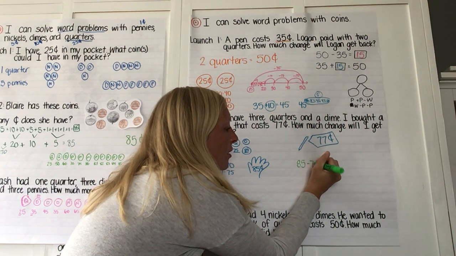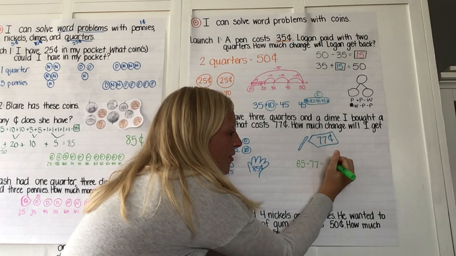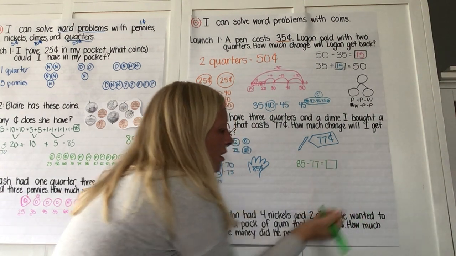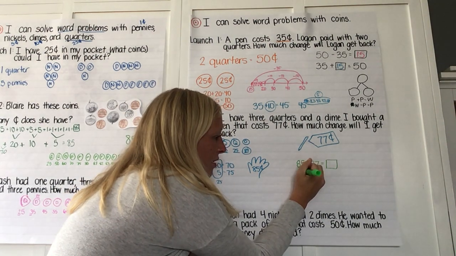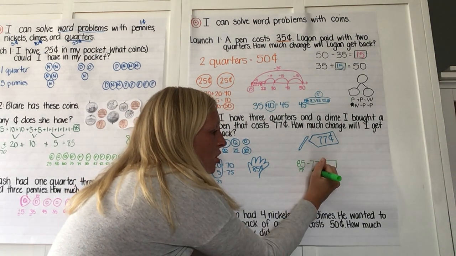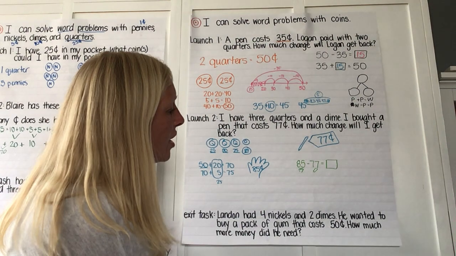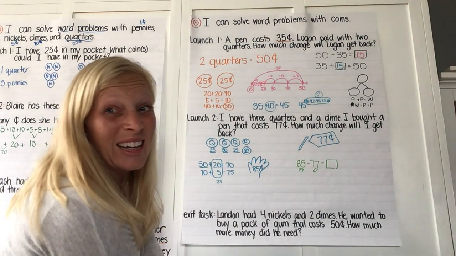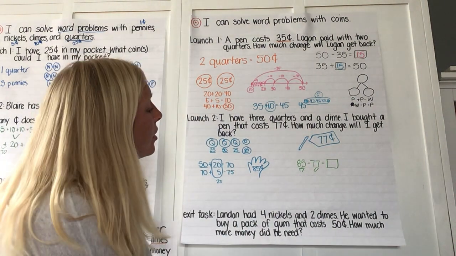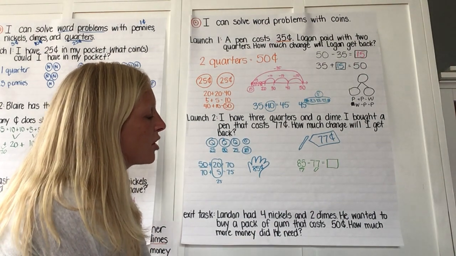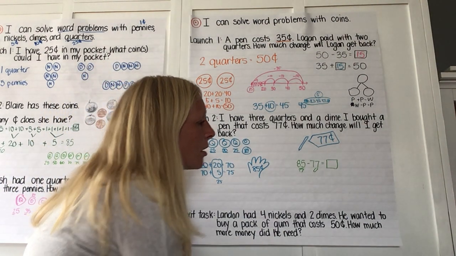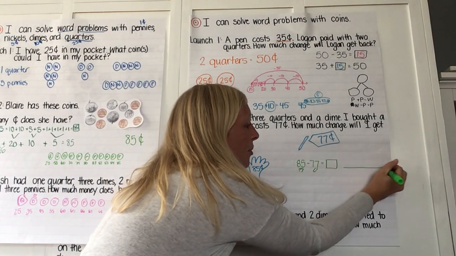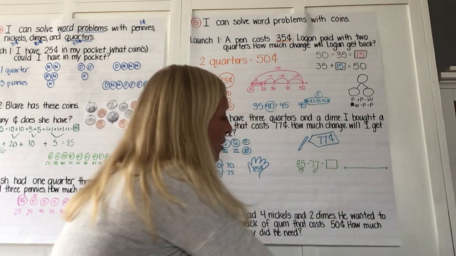85, take away 77, equals box. So this is what I had, and this is how much my pen cost, and this is how much I'm going to get back, right? Okay, and how did you go about solving this problem? You drew a number line, okay? And when you drew a number line, where did you start?